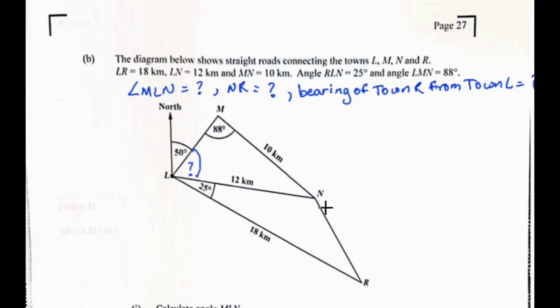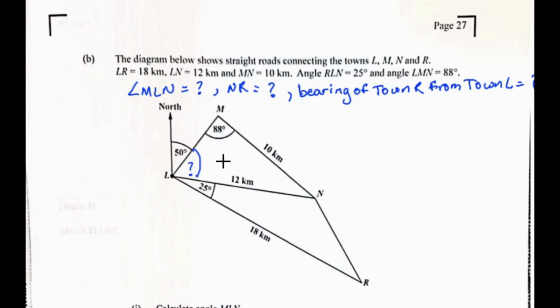We also need to find side NR, the length of the side NR, and the bearing of town R from town L. So this is the diagram we are given, where you have a series of lines connecting these different towns indicated by L, M, N, and R. You have some distances given and the angles between these given as well. If you look at this diagram, we have two triangles, triangle 1 here and another triangle here. And none of these triangles are right angle triangles.